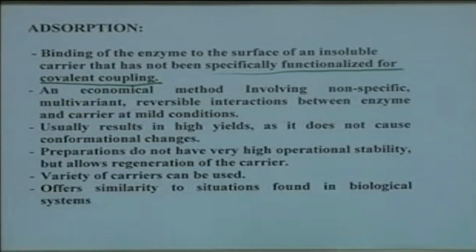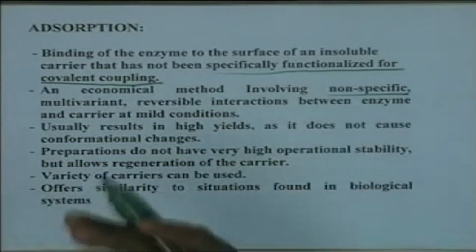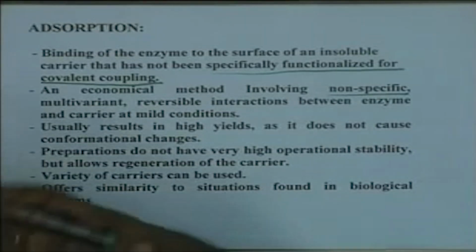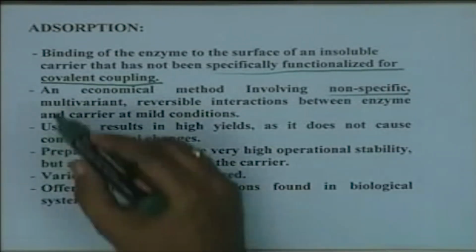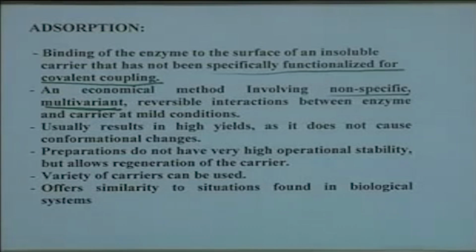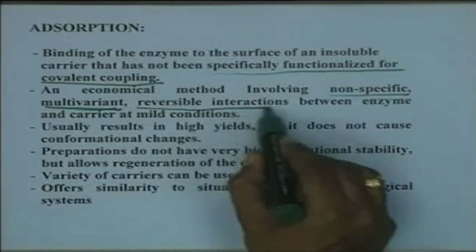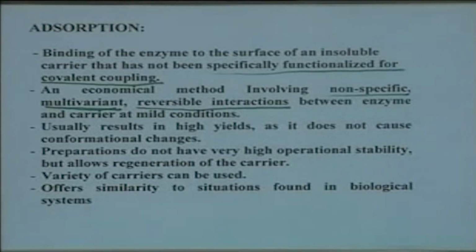For example, the interactions that are involved are non-specific. Very often more than one interaction is involved in a particular method. Multivariant means that more than one physical property is employed. In most cases the methods based on adsorption are reversible in nature. That means under certain conditions, while you can adsorb the enzyme onto a carrier, you can also create conditions by which you can desorb the enzyme. And the basic property of reversible interaction also makes it a weak binding.